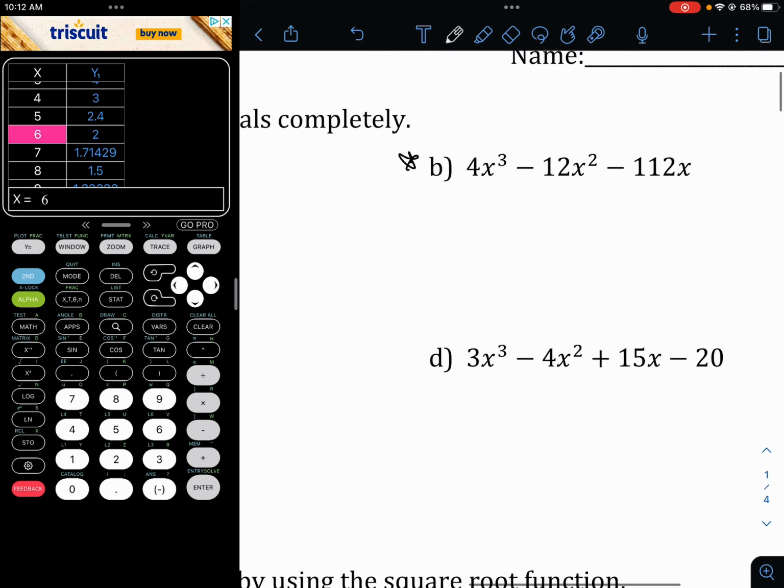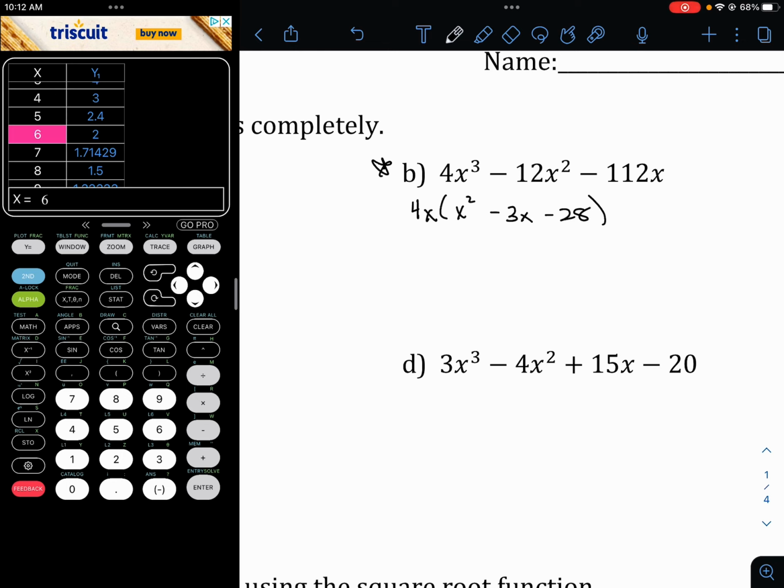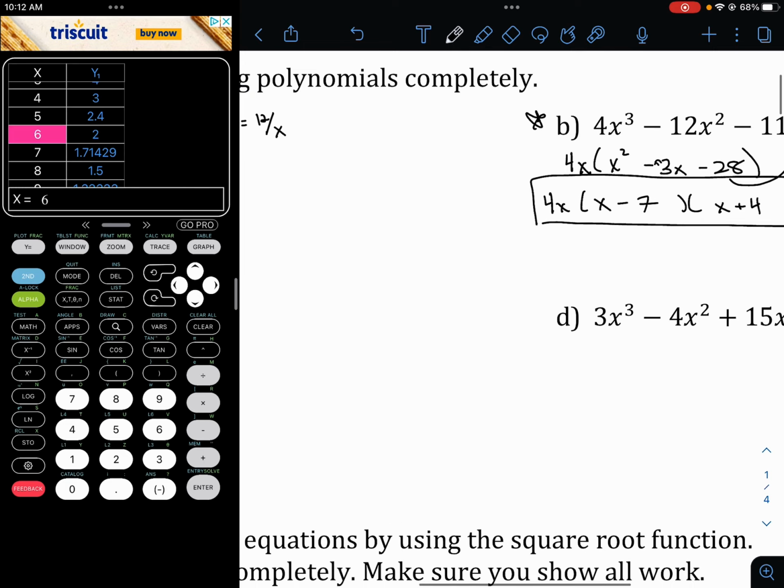For letter B, this one here, you need to remove a greatest common factor first. So they each share a 4x squared. That's going to leave you with this here. From there, then, you are looking at factors of 28. So 28 is 7 and 4. Somehow we need those to add to -3. So a -7 and a positive 4 will get us there. So there's your answer for that bit.